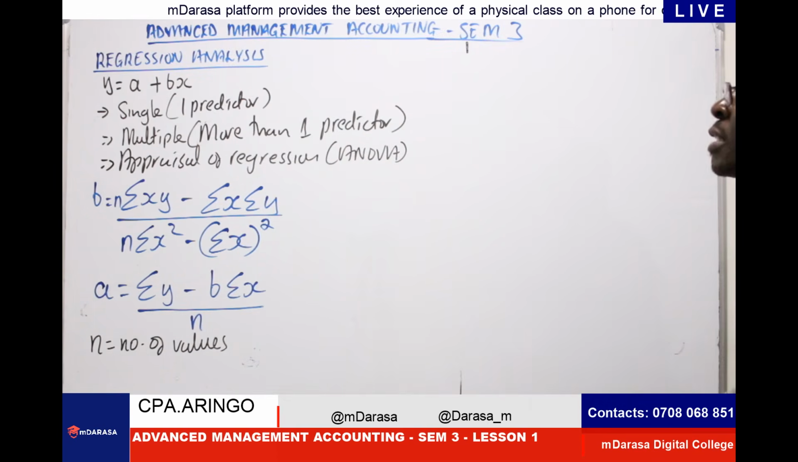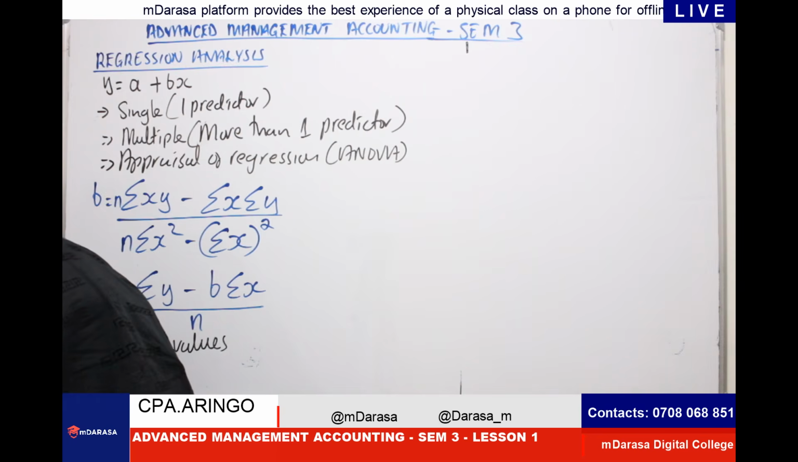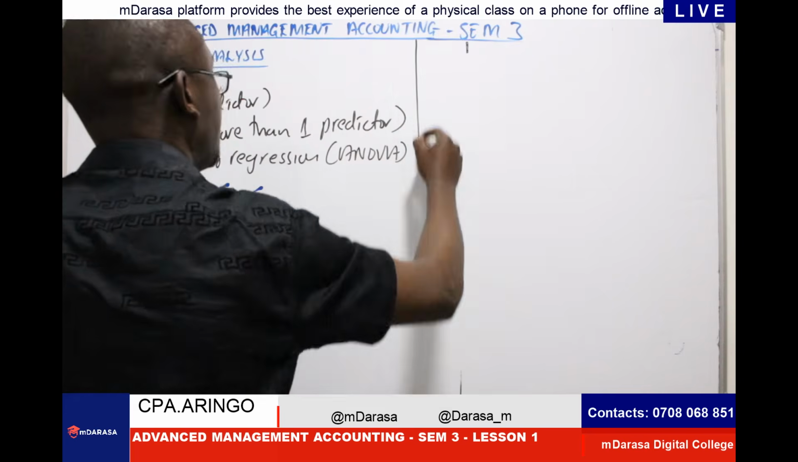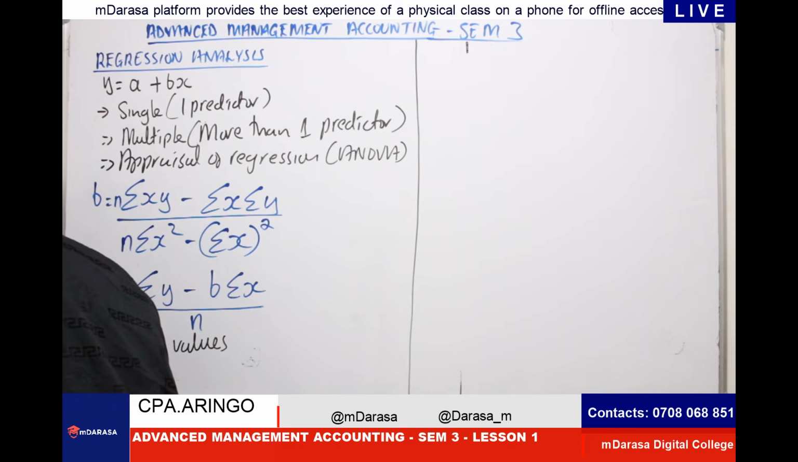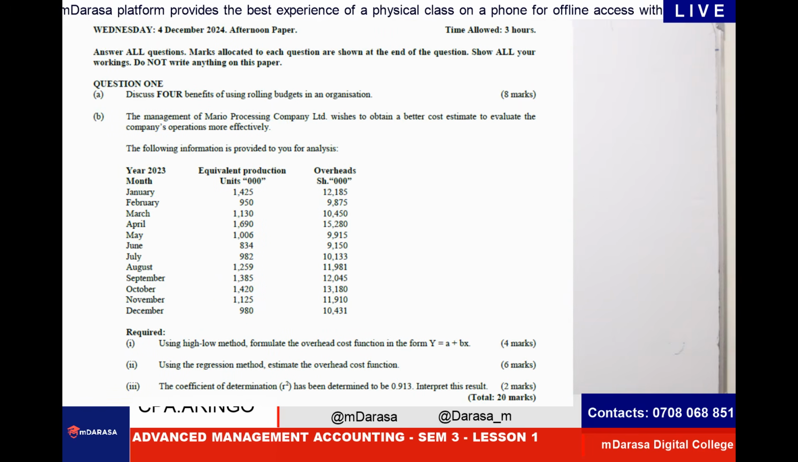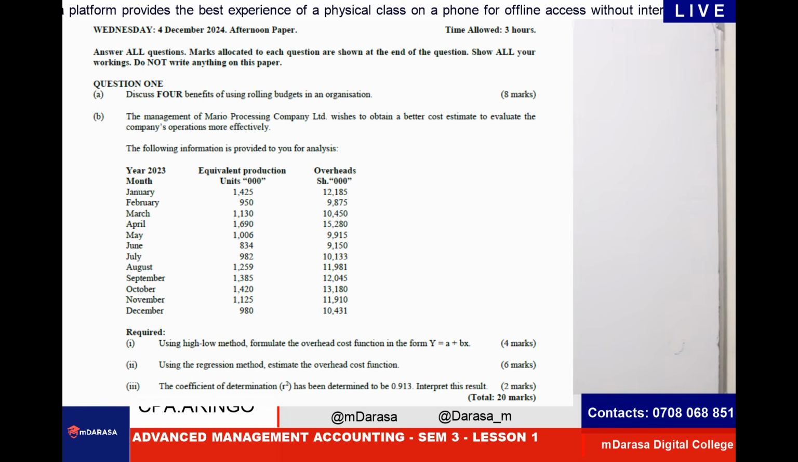So in this case, I want us to jump to our question here and see what we have so that we can understand it clearly. We jump again to the question that we've just done right now: December 2024, Advanced Management Accounting.